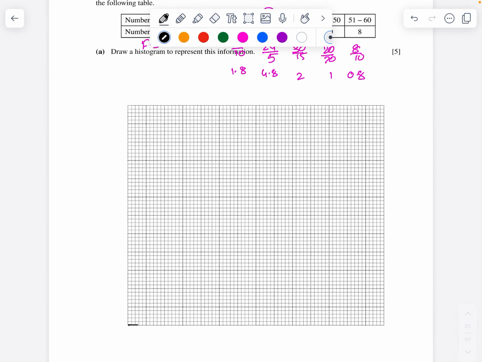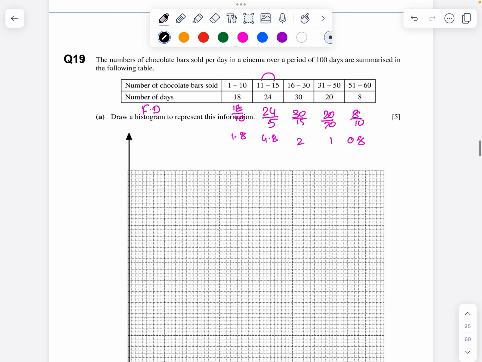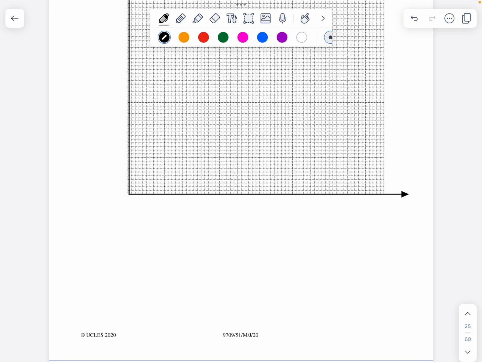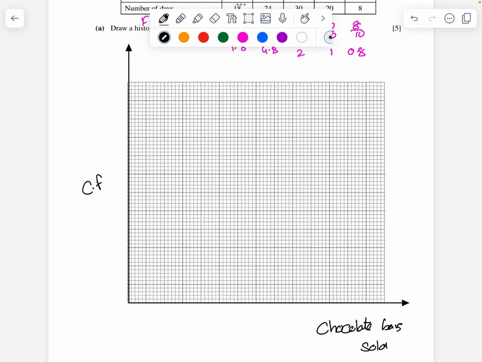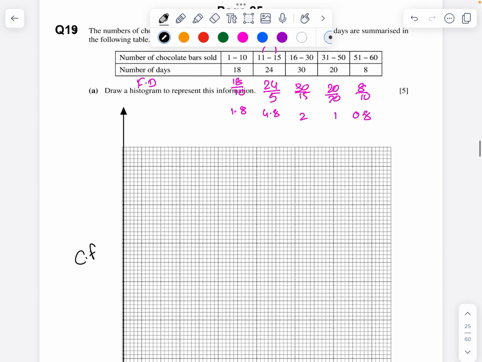So first draw the x-axis. I am drawing the x-axis over there. Then I draw the y-axis over there. The x-axis is going to be nothing but what? Chocolate bars sold. You have to write chocolate bars sold. And here it is cumulative frequency, number of days. Chocolate bars sold, I have to go up to 60.